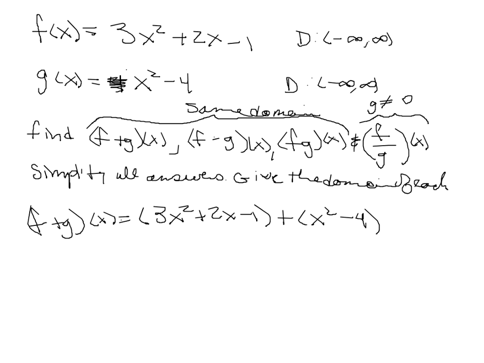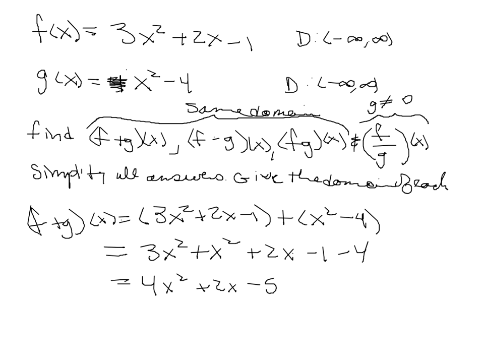Since it's addition, I can drop off the parentheses. I'm going to combine like terms. So I get 3x squared plus x squared plus 2x, then minus 1 minus 4. So I end up with 4x squared plus 2x minus 5, and the domain is all real numbers. And that's going to be the domain for the next two as well.